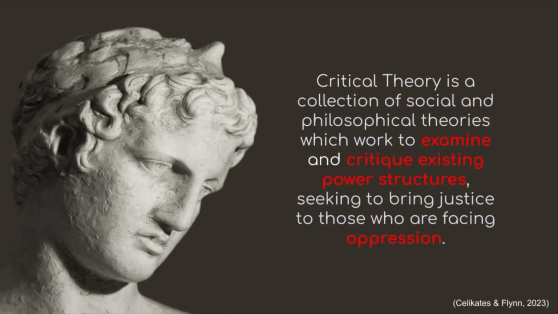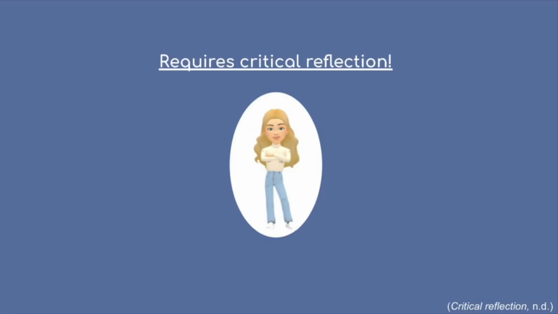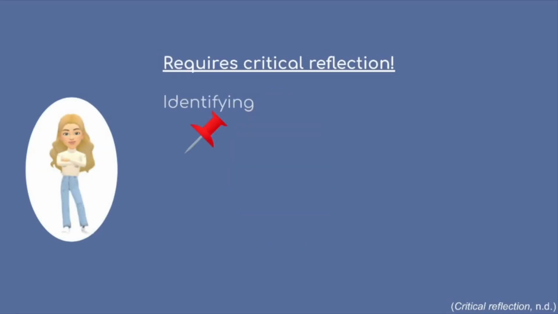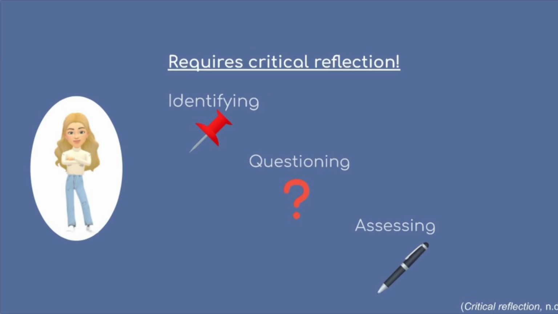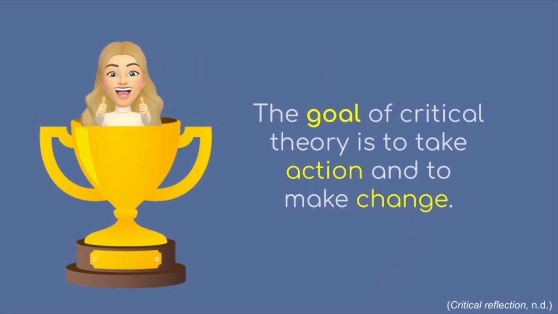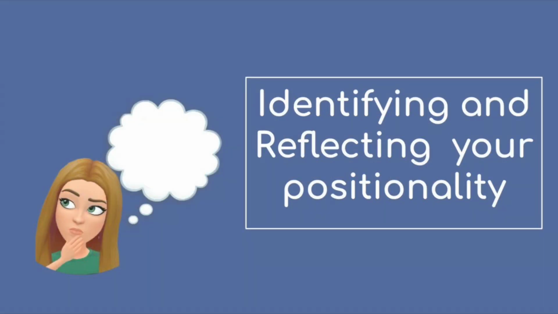Critical theory. Critical theory is a collection of social and philosophical theories which work to examine and critique existing power structures, seeking to bring justice to those who are facing oppression. Critical theory requires critical reflection, identifying, questioning, and assessing held assumptions and beliefs. The goal of critical theory is to take action and to make change.